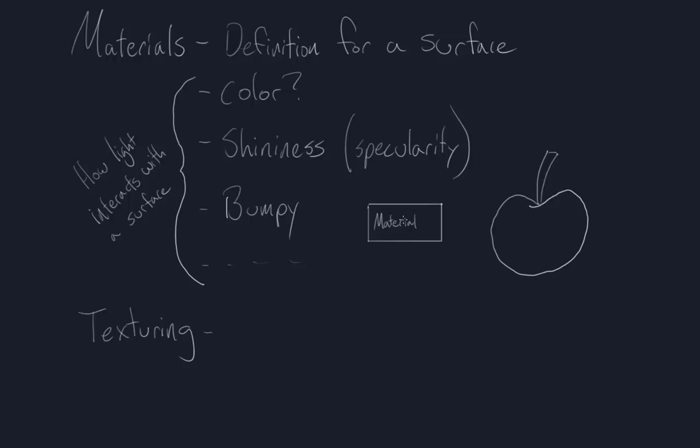So a material, which again is just a definition for how light is going to interact with the surface, is applied to that surface. Textures, on the other hand, are actually parts of the material. So a texture will plug into a material and define or help define some aspect of that material. The material itself is what actually gets applied.